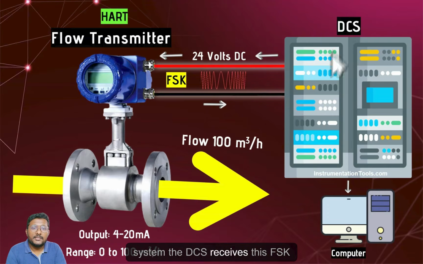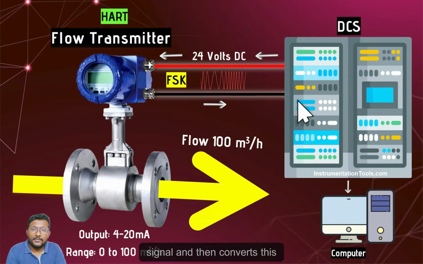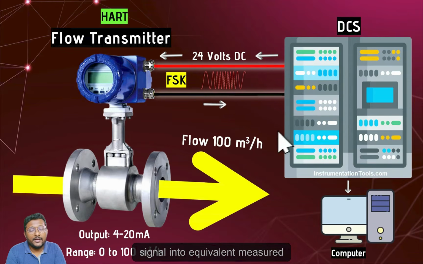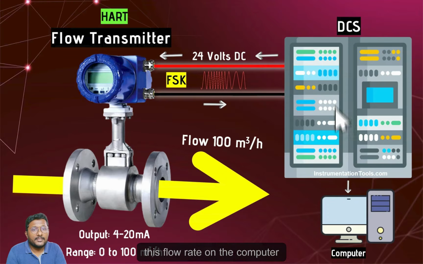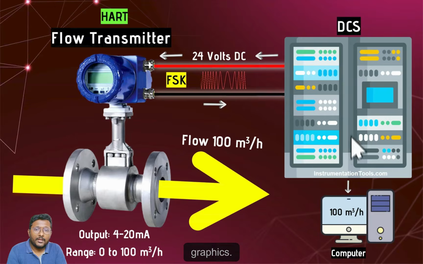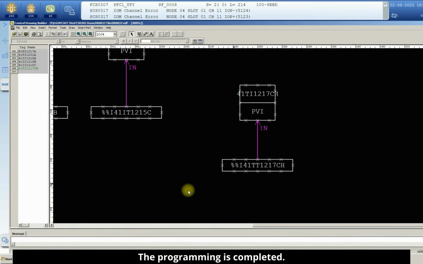The DCS receives this FSK signal and then converts this signal into equivalent measured flow rate, and then the DCS updates this flow rate on the computer graphics. The programming is completed. Now we will see the results.